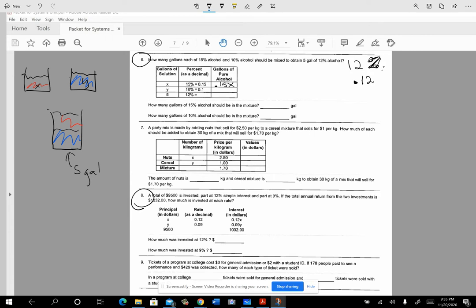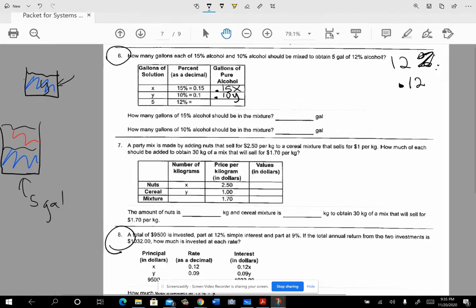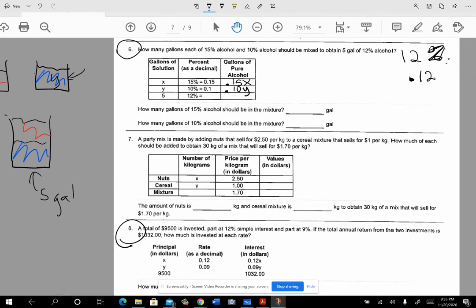Now, the other one is 10% alcohol. The whole quantity is more, but it's only 10% alcohol. So the alcohol in this would be 0.10y. And then I know my solution is supposed to be 12% alcohol, and 12% is the same as 0.12. And I want to know the gallons of pure alcohol in that. So I'm going to multiply 5 times 0.12.